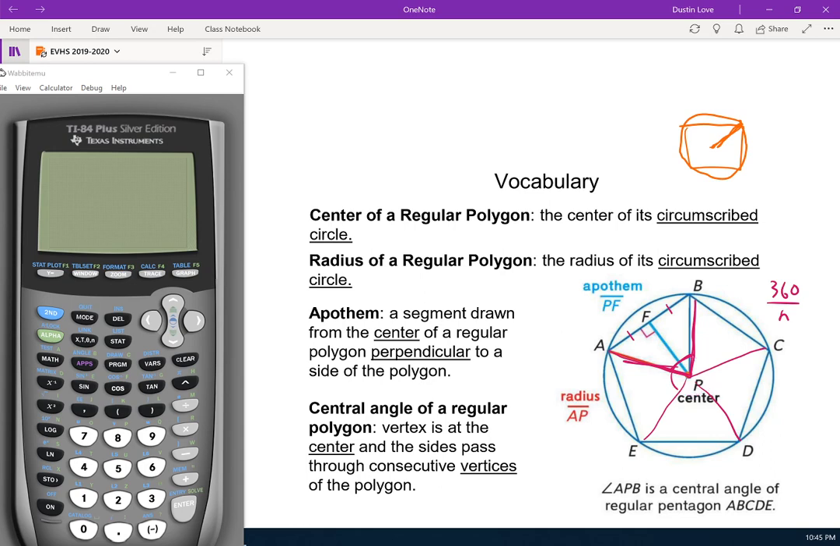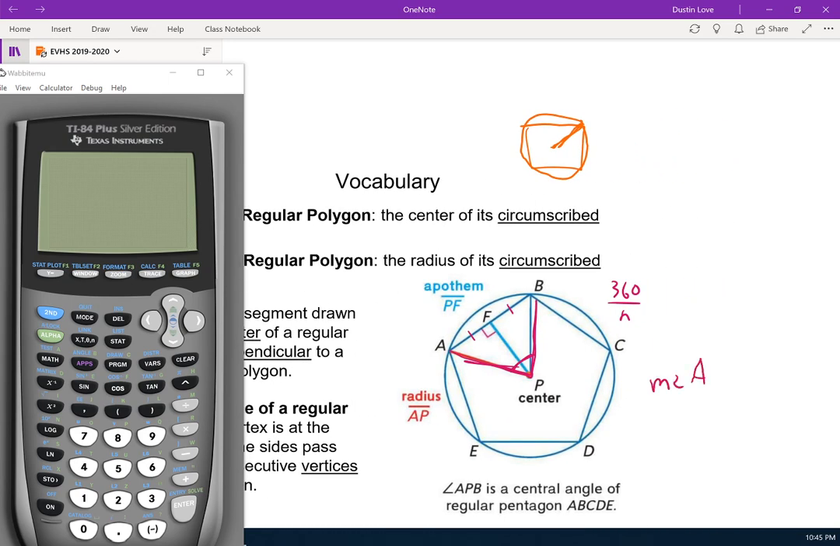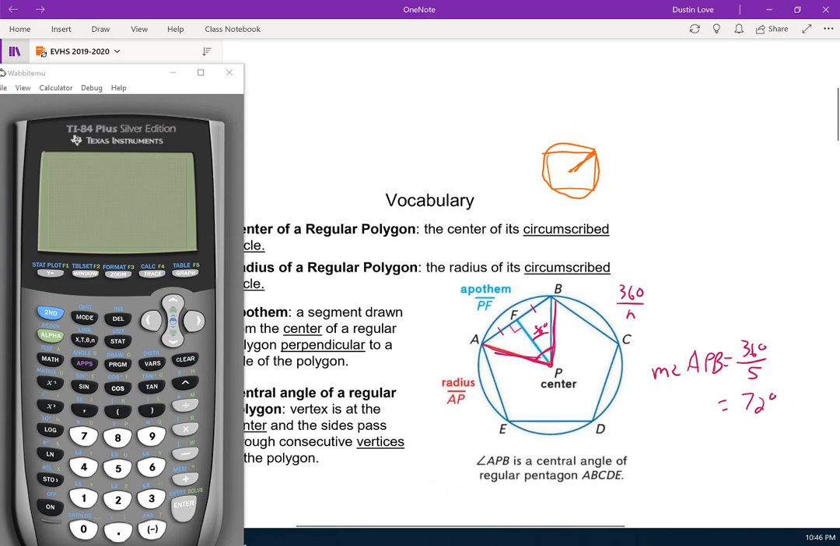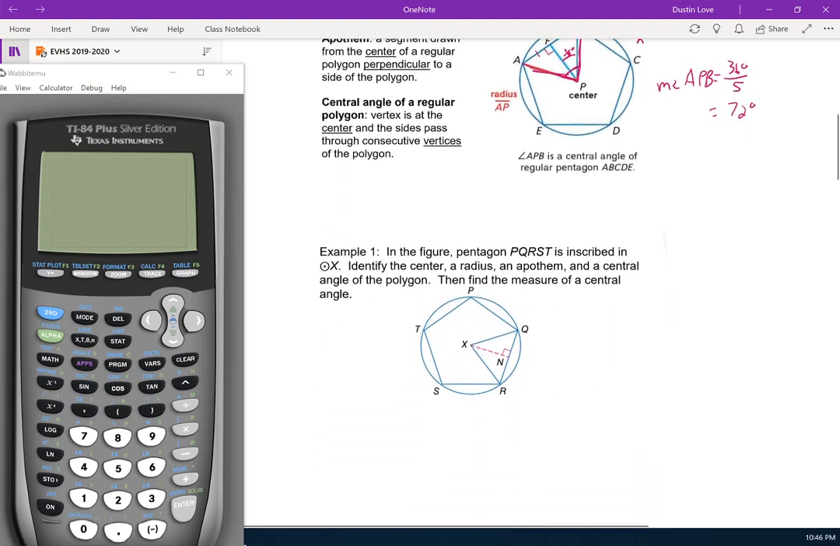So in this particular case, if I wanted to find the measure of angle APB, that's going to equal 360 divided by 5, because n is the number of sides, which is going to equal 72 degrees. Don't believe me? Type it in the calculator and you will see that. Now, if I want to find the measure of angle FPB, which is this angle here, just cut that in two, and that's going to be 36 degrees. I know that's a lot right now that's not actually on this vocabulary section, but I wanted to go ahead and cover that because it'll save us some time when we get to one of those examples, I believe example 2 and 3.